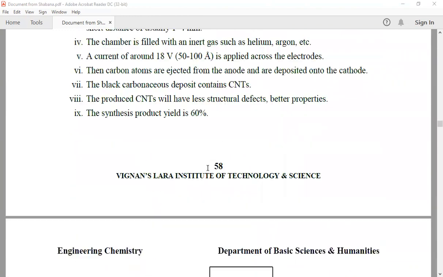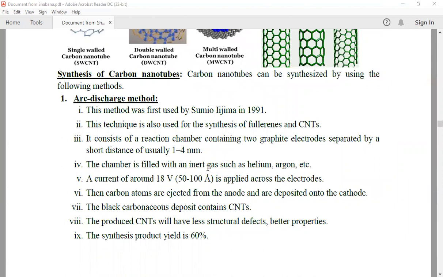Coming to the first method, which is known as the arc discharge method. This method was first used by Sumio Iijima in the year 1991. And these CNTs, that is carbon nanotubes, were observed in the year 1991 in the carbon soot of the graphite electrode during arc discharge. First production of CNT, carbon nanotubes, was in 1992 by an arc discharge at Fundamental Research Laboratory, America.